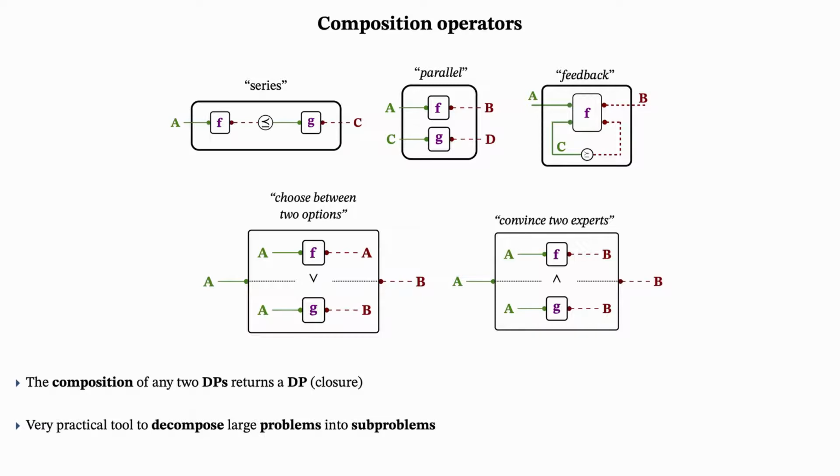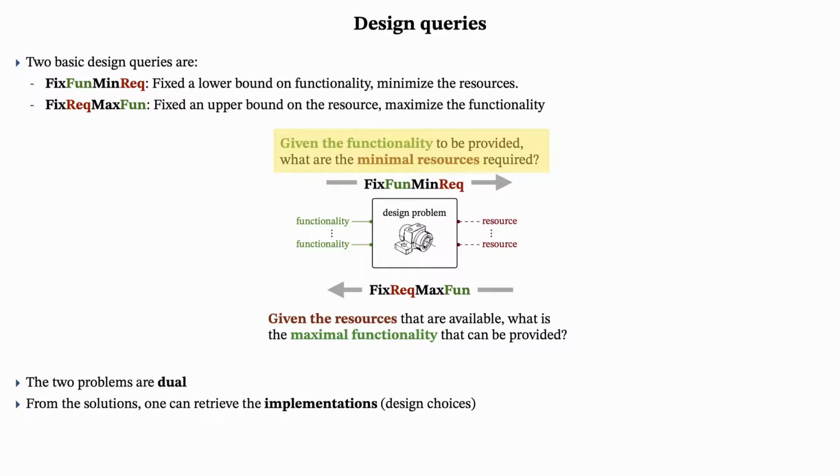Interestingly, design problems are closed under composition, meaning that any of the mentioned compositions will return a design problem. This is a very useful tool when decomposing large problems into smaller subproblems, and will be very important when co-designing a whole robot. Now, given a composed co-design problem, there are two main queries we want to answer.